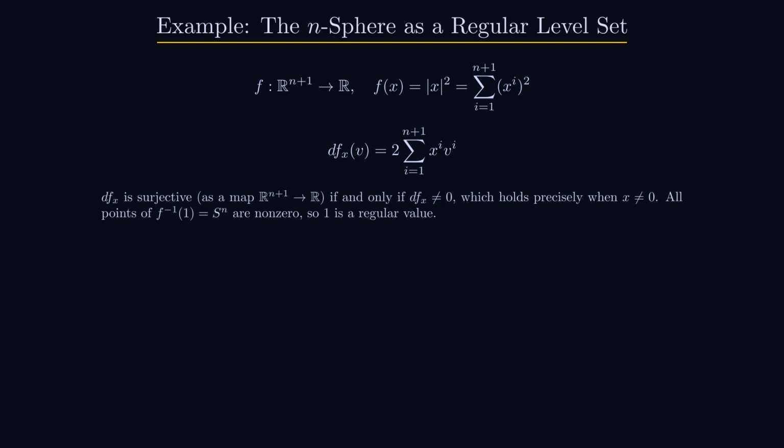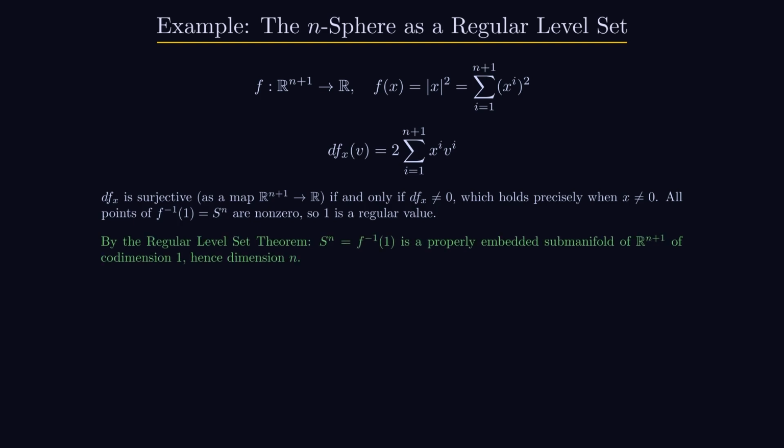The regular level set theorem then gives the conclusion. S^n is a properly embedded submanifold of R^(n+1) with codimension 1, hence dimension n. The defining function for S^n is simply the squared norm function f, and the submersion condition is satisfied everywhere on S^n.